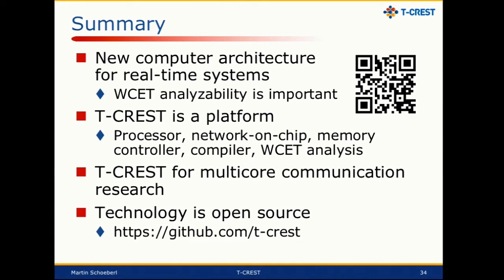Yes, and I would say T-CREST is for multicore communication research. For example, how to program these things. We have just cores and we have a message passing mechanism. We can set up a message, say, okay, please move on, and this goes. And how is this mapped to a time-predictable programming model, which hopefully maybe in our current work gets at some point to this multi-core thing.